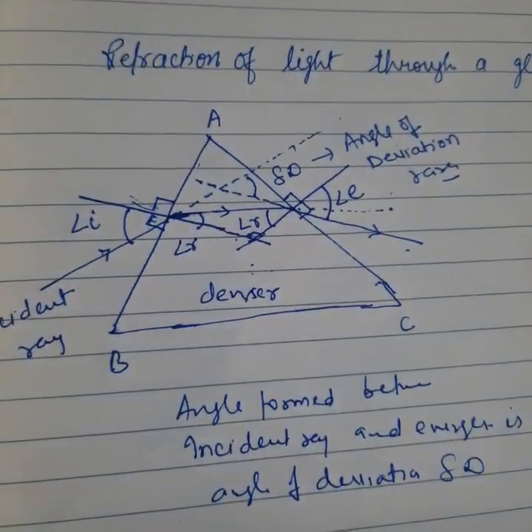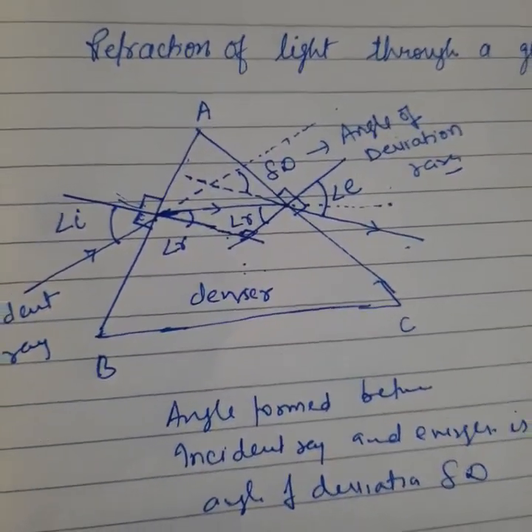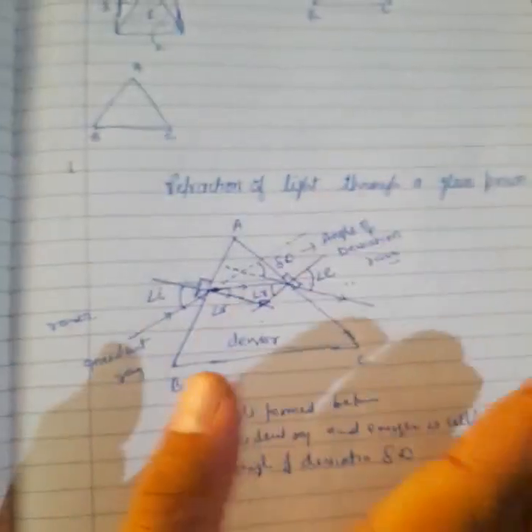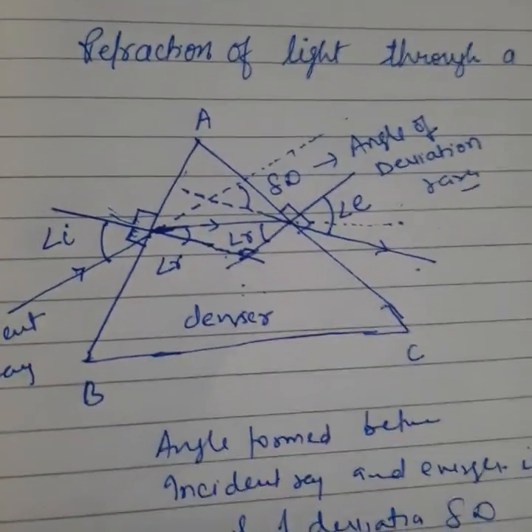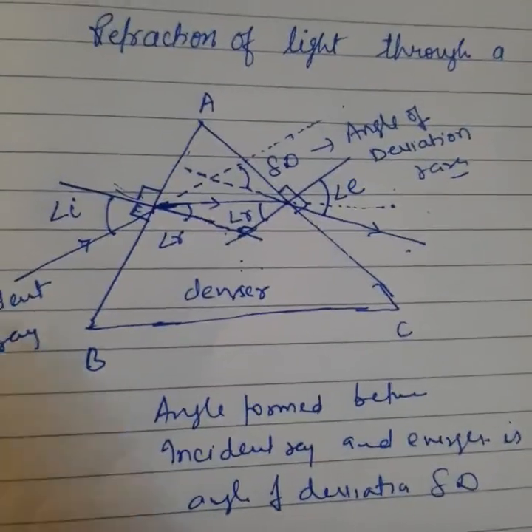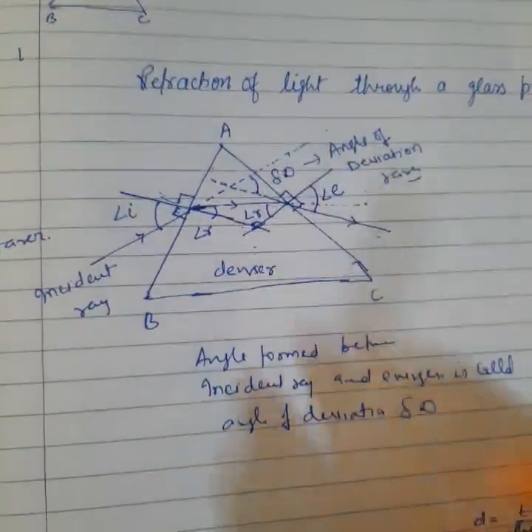Don't forget this one. Means the examiner can ask you what you mean by angle of deviation. So you will say that the angle by which the incident ray shifts and becomes the emergent ray, this angle of shifting is called the angle of deviation. You can say the angle formed between the incident ray and the emergent ray is called the angle of deviation. Some basic trick for it I am telling you. Listen carefully. Okay students, so this is the angle of deviation.